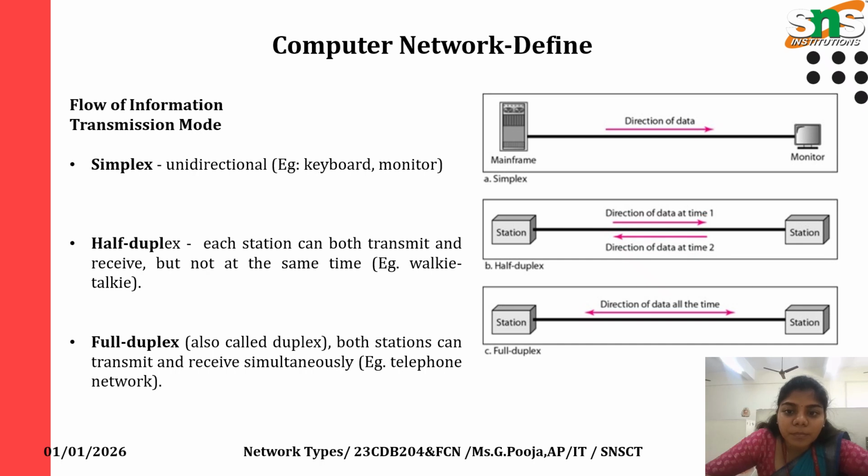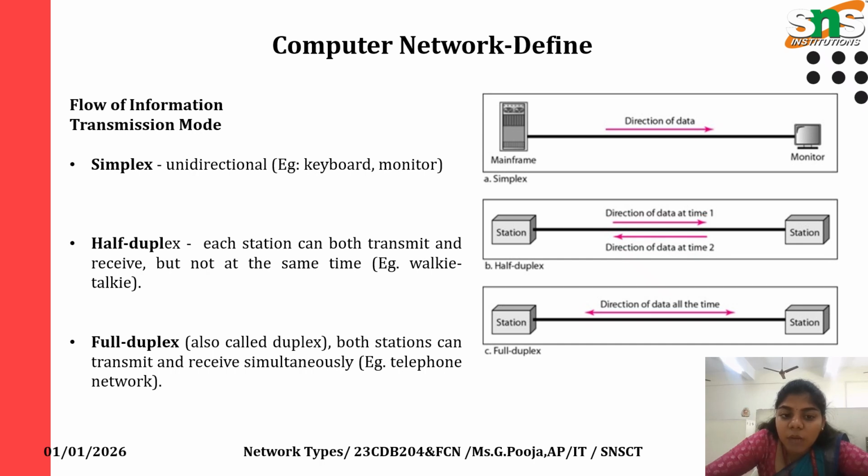As we said before, there are three types of data flow: simplex, half duplex, and full duplex. Simplex is the basic mode of transmission, which is unidirectional. That means if there is a sender and a receiver, only the sender will be able to send the data, and the receiver will be able to only receive the data. The sender and receiver are fixed here.